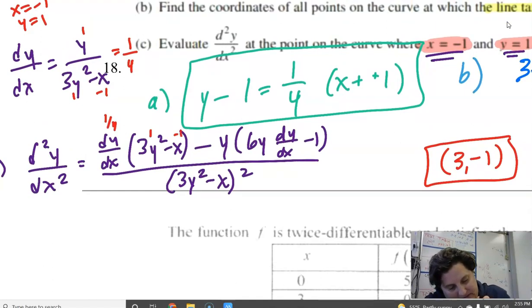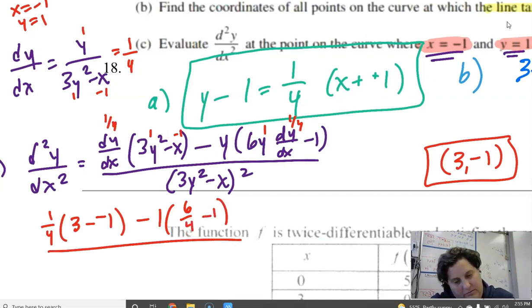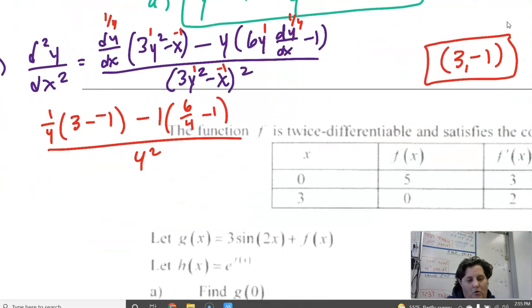Okay, so this is 1/4, 3 times 1, 3 minus -1. And then y is 1, so that's 6 times 1/4. Actually, I'm just going to go ahead and write 6/4 minus 1 over, if that's 1 and that's -1, 3 minus -1 over 4 squared. Ooh, that is terrible. All right.